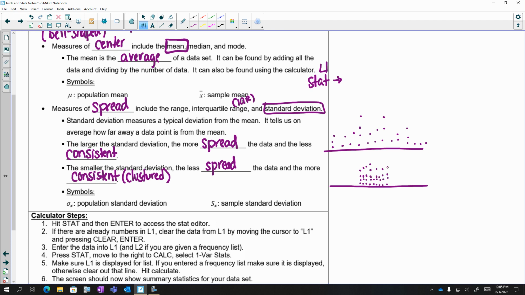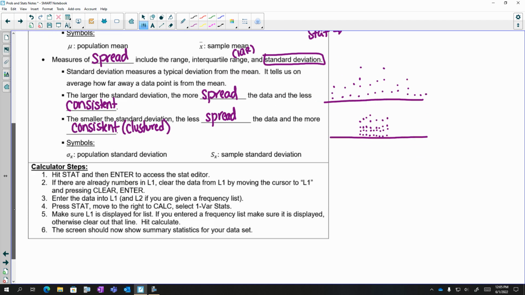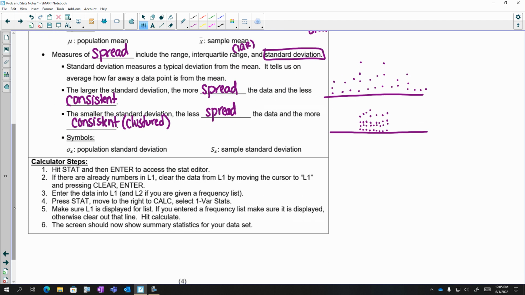All of my data is clustered or grouped together. Here are those calculator steps that I was mentioning before. I am not going to read through them, but I do want to point out that you need to be careful when you have a frequency table that you are using L2. If you are not using a frequency table, make sure that it does not say L2 when you go to run your data.